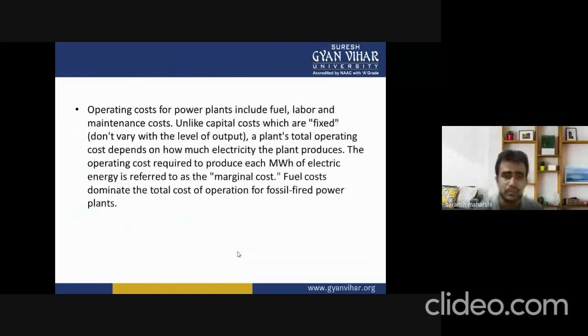Operating costs for power plants include fuel, labor, and maintenance costs. Unlike capital costs, which are fixed and don't vary with the level of output, a plant's total operating cost depends on how much electricity the plant produces. The operating cost required to produce each megawatt hour of electrical energy is referred to as the marginal cost. Fuel costs dominate the total cost of operating for fossil-fired power plants.